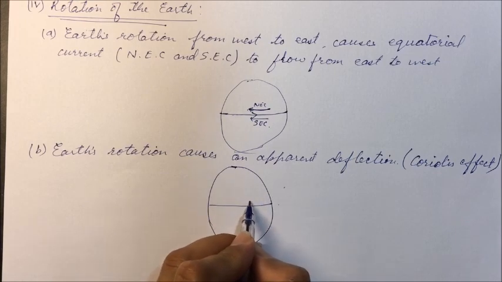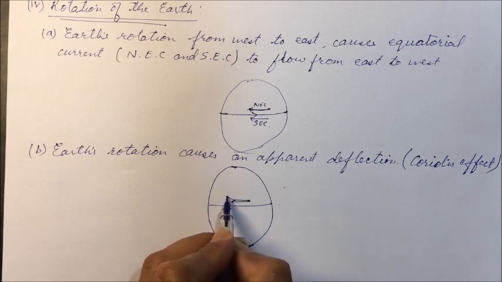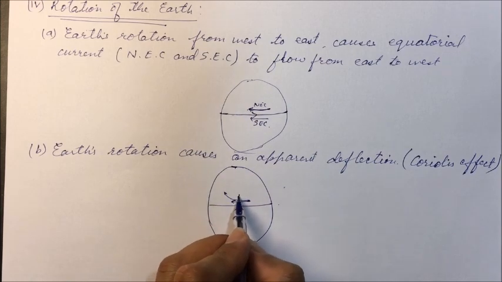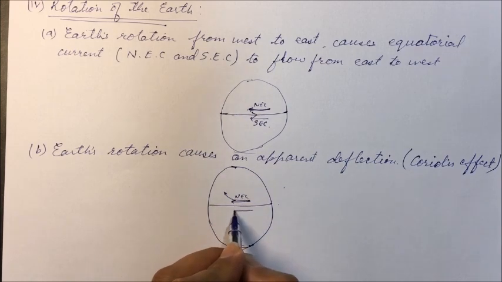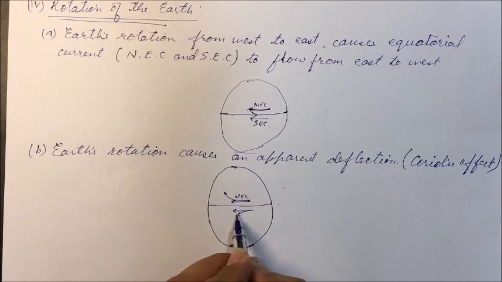So, for example, this is the north equatorial current. It is in the northern hemisphere, so it will be deflected towards the right. So the deflection will be in a clockwise direction. Similarly, in the southern hemisphere, the deflection will be towards the left. Therefore, it gets deflected towards the left and it will be anti-clockwise.